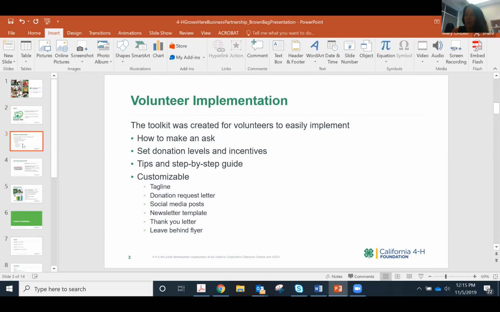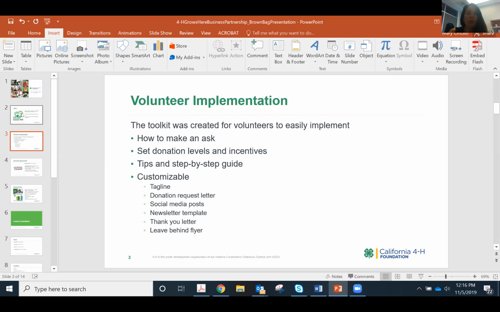So what we did is developed a plan that is meant to take the guesswork out and gives you tools that easily request donations, and help you with your point of sale fundraising efforts from businesses in your community. The toolkit gives you little tips and tricks about how to make an ask. We did set donation levels and gave a step-by-step guide in the toolkit and provided things like the donation request letter, some social media posts, a newsletter template that you can use if you can put out a press release to your local newspapers, a thank you letter, and a leave behind flyer.